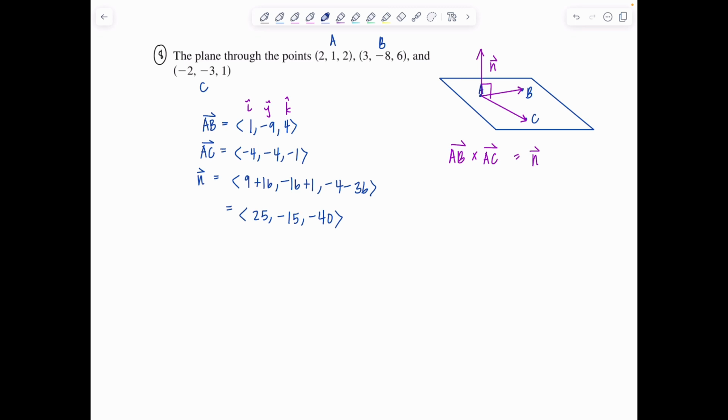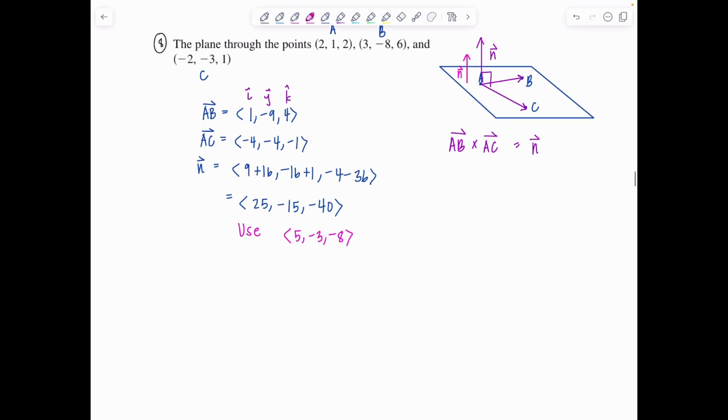Well, any vector parallel to this normal vector, say it's scaled down, is still going to be normal to the plane. It'll just be nicer to work with when we write the equation of the plane. So instead, if we want, we can use 5, negative 3, negative 8. If you don't do this, you're just going to have to simplify at the end. So I'd rather get it over with now and deal with smaller numbers from the get-go.